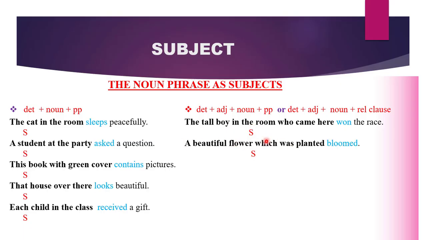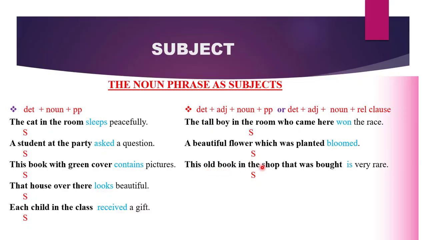A beautiful flower which was planted bloomed. What bloomed? Your answer is your subject, and it is a beautiful flower which was planted, and it consists of a determiner, an adjective, a noun, and a relative clause. This clause is giving us more information about the flower, so it means it is part of our subject. Therefore, the whole of this serves as our subject.